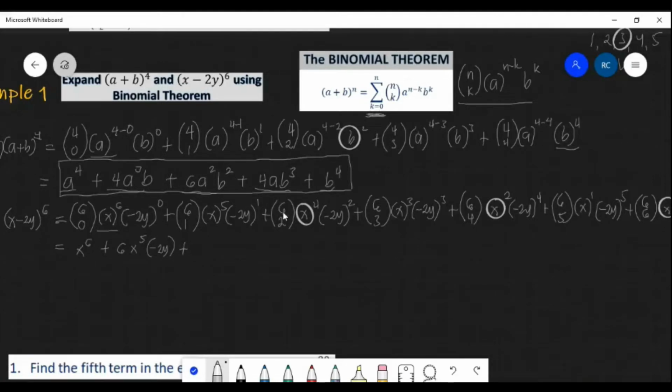Plus, what is 6 combined 2? Can you please press on your calculator? 6 combined 2. Okay, 15, x raised to 4. How about negative 2y raised to 2? Ano pong sagot?